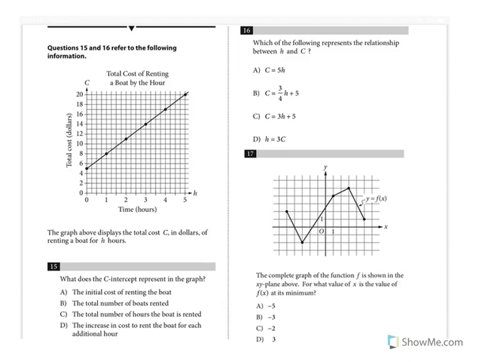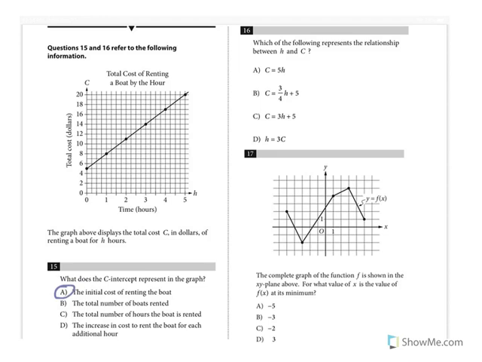The graph above displays the total cost C in dollars for renting a boat for H hours. What does the C-intercept represent in the graph? Okay, reading graphs, the y-intercept of a line is the value of y when x equals 0. So since we're talking about cost per time, when the time is 0, the cost is, as we see there, what, $5? All right, so that would correspond to the initial cost of renting the boat.